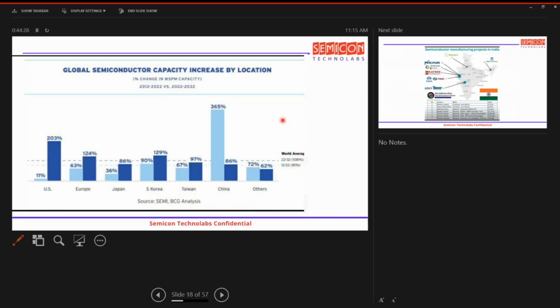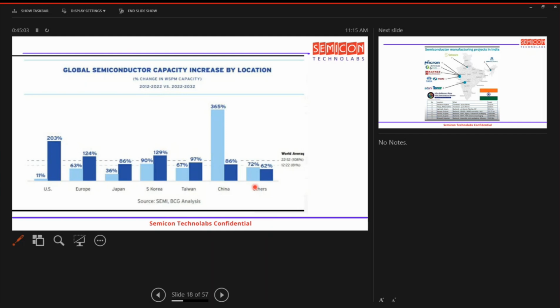All right. So, global semiconductor capacity increase by location. Let's look at the graph, 2012 to 2022 versus 2022 to 2032. As you can see, China is dominating in the VLSI segment, and then US, Europe, Japan, South Korea, Taiwan, and others are sharing the business. But majorly the business is coming from China.